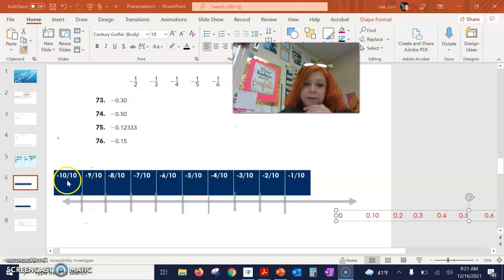By the way, what would negative 10 over 10 be? Anybody? That would be the equivalent of negative 1, right? And now all these fractions are tenths, so that's nice and easy. It's easy now to change my fractions into decimals. So go ahead, draw out what I have, and I want you to change your fractions into decimals.